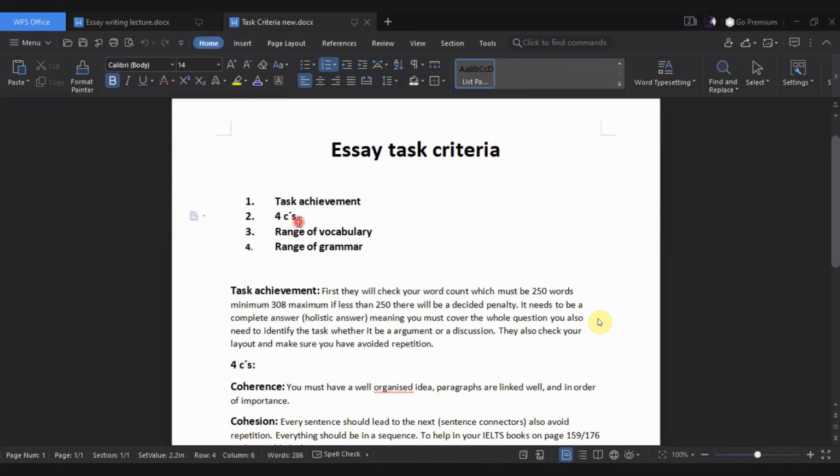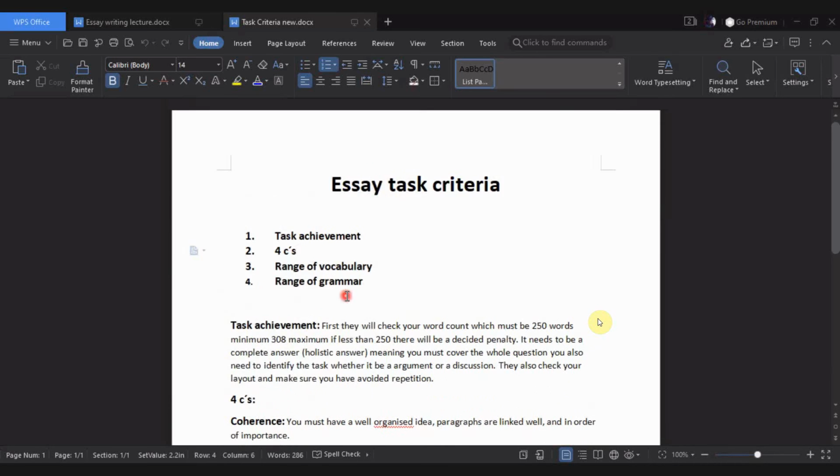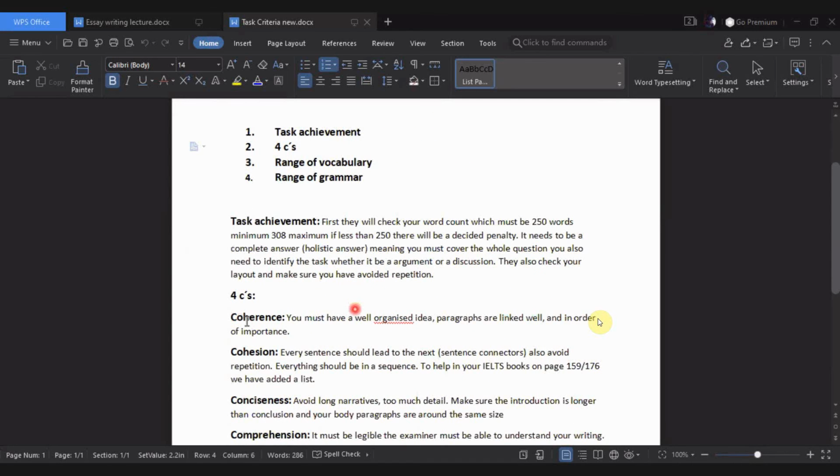So this time let's proceed to the second criteria, which is 4Cs. If you noticed earlier, it just says CC, cohesion coherence. This stands for cohesion coherence. But actually, there would be 4Cs. So we're going to talk about first, coherence.